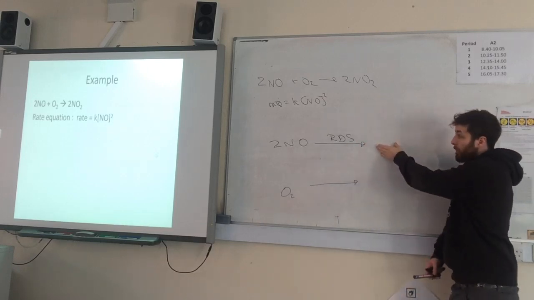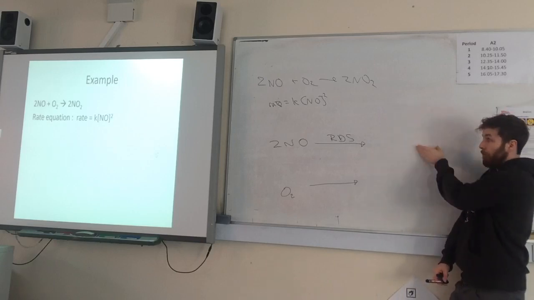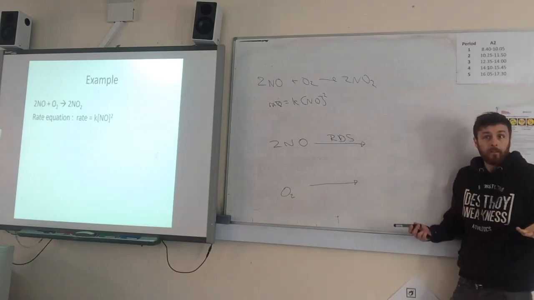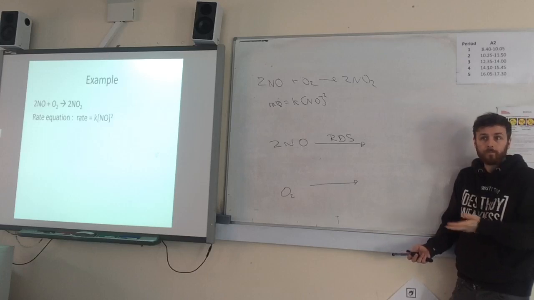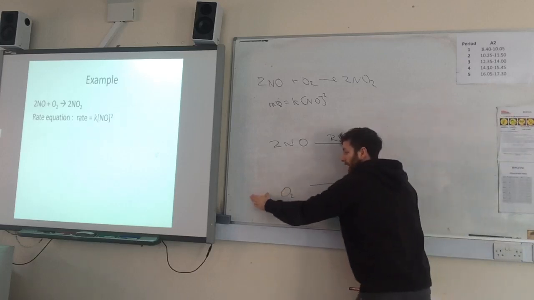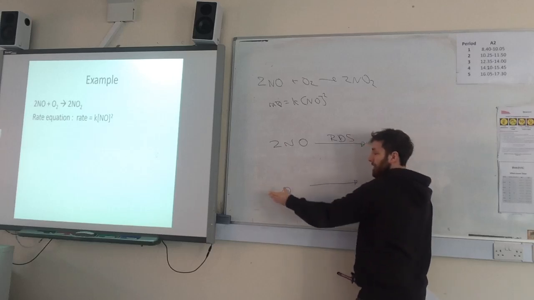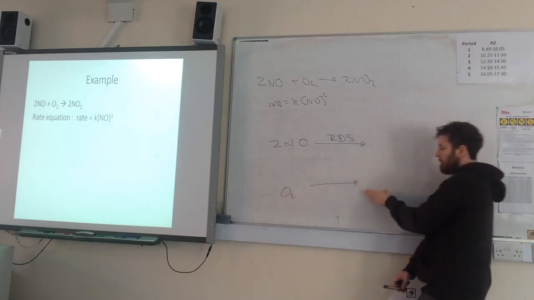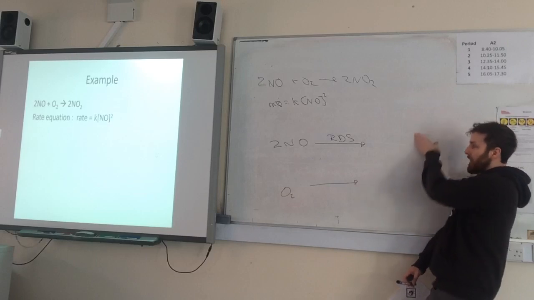You might possibly also make some of your products in the first step. Maybe. Sometimes you will, sometimes you won't. Regardless, your intermediate will then react with whatever your reactants are in the second step to make whatever product you didn't make in the first step.